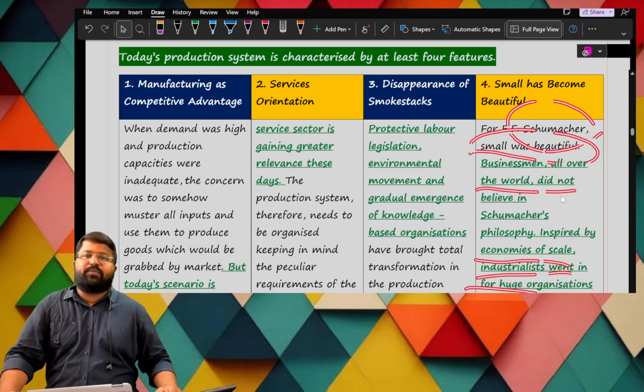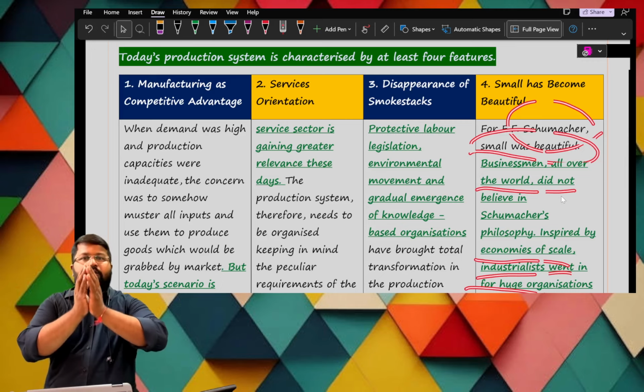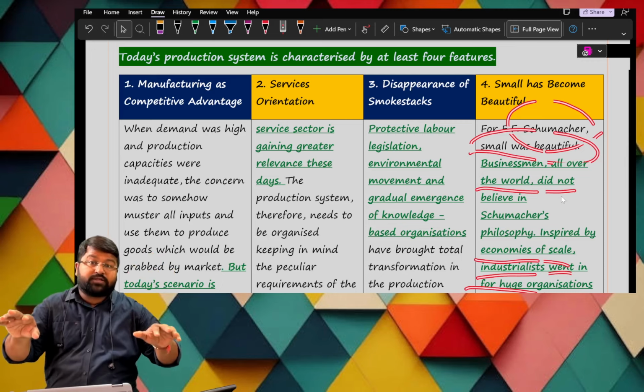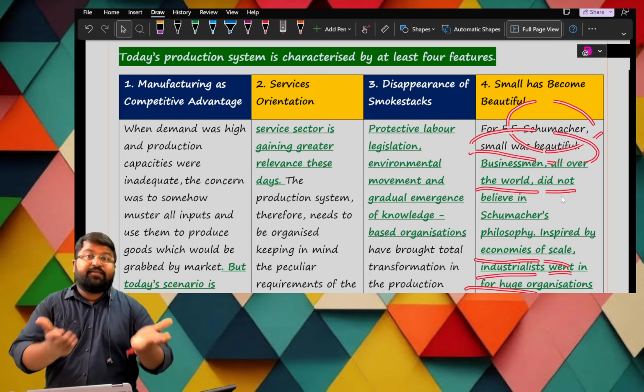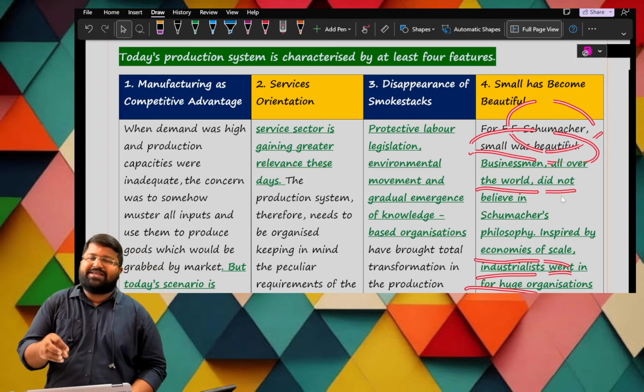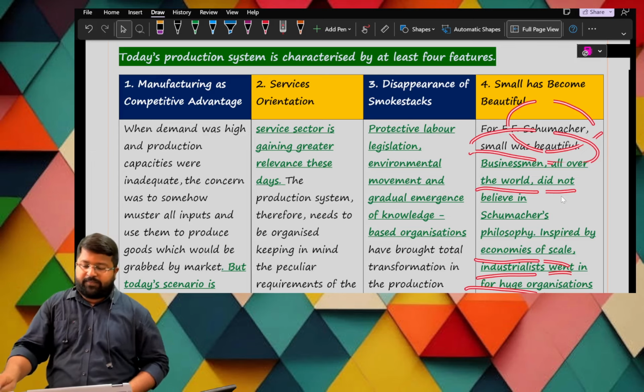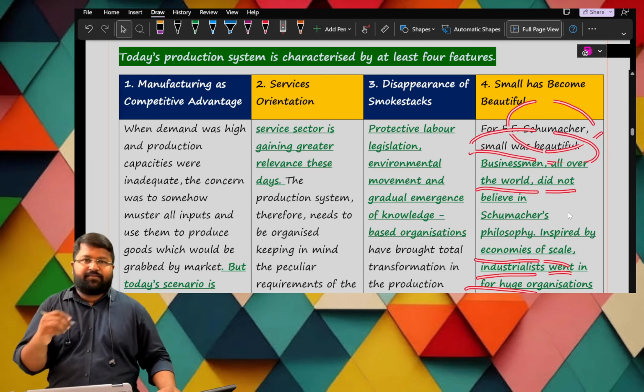But are business people really interested in manufacturing only a few quantities? No, they can manufacture in bulk at low cost. Automatically, if you are manufacturing in bulk, our cost will be less and profits will increase. So this concept is really ironical and it is not correct. Okay. So these are the present production system characteristics.